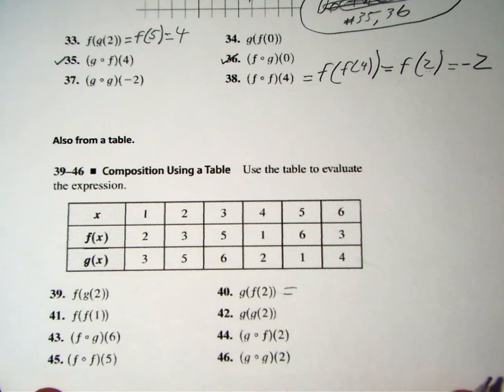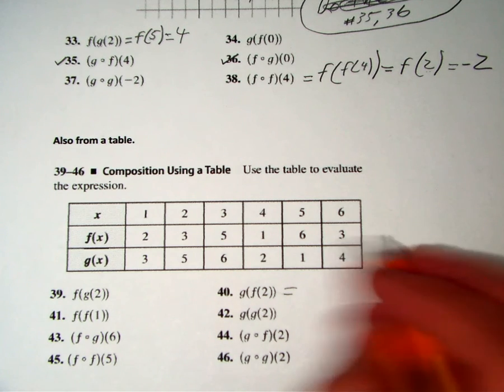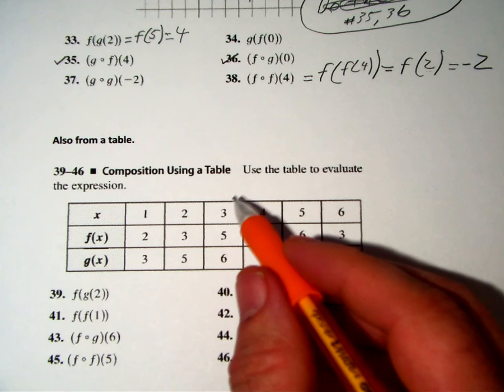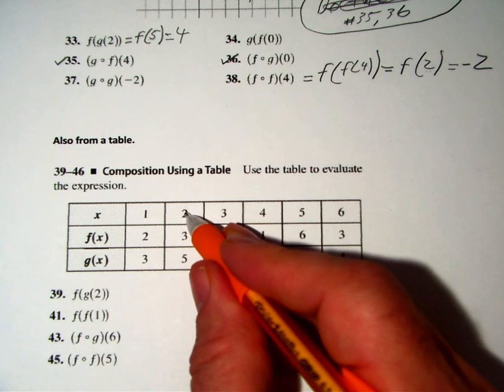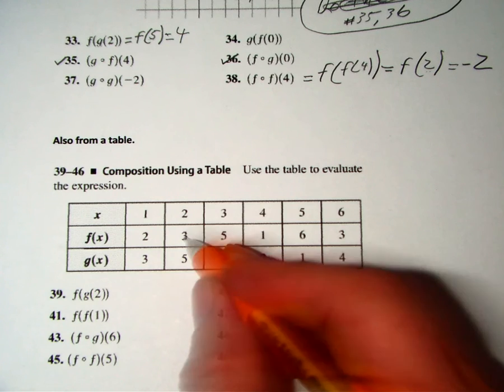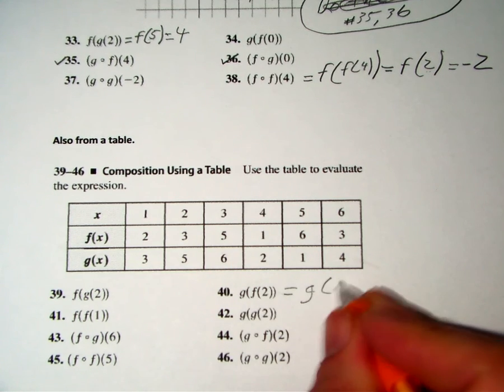All right, now let's go right down here to this next one. Let's do G of F of 2. This is fairly, I hate to use the phrase self-explanatory, but it really is. So here's x equals 2. That means F of 2 is 3, right? So G of F of 2 is G of 3.